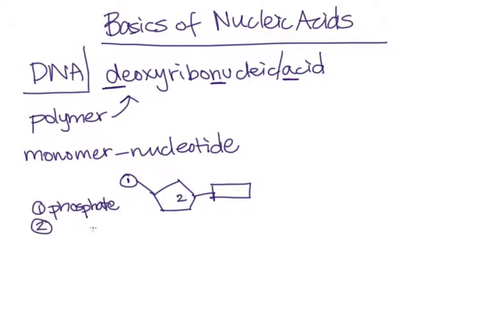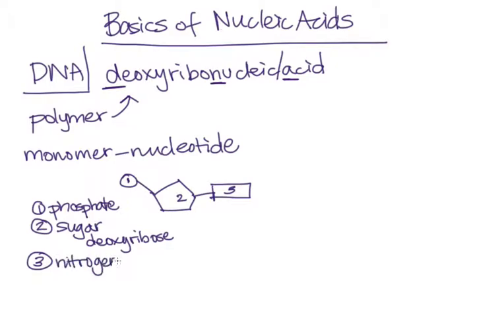The second part is a sugar, and specifically in DNA, that sugar is deoxyribose. Later on, we'll talk about how in RNA it's just ribose, but for now we're going to talk about DNA, so we're going to use deoxyribose. And the third part is a nitrogen base.